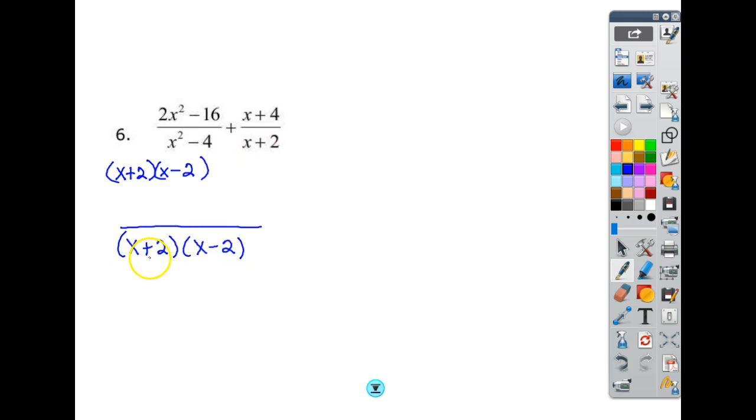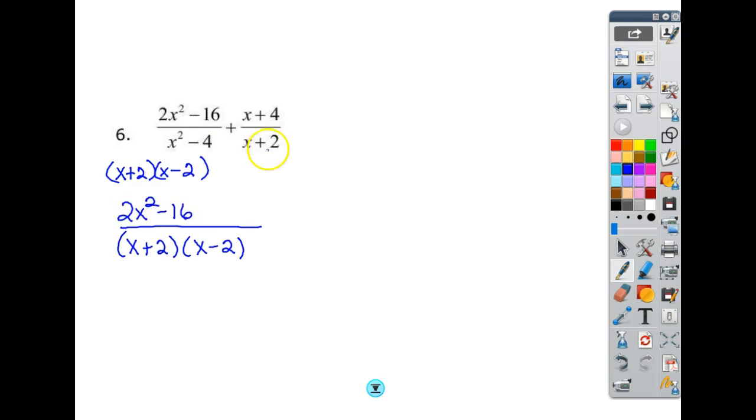Do I need to write x plus 2 again? No, not in this case. I don't see any identical twins anywhere. Okay, so comparing this to this, what do we get? What's different? Nothing. So we don't multiply 2x squared minus 16 by anything. Now, you might have been tempted to want to factor this at the beginning, but don't. We don't have to factor the numerators. We only have to factor the denominators. Okay? So we get 2x squared minus 16.